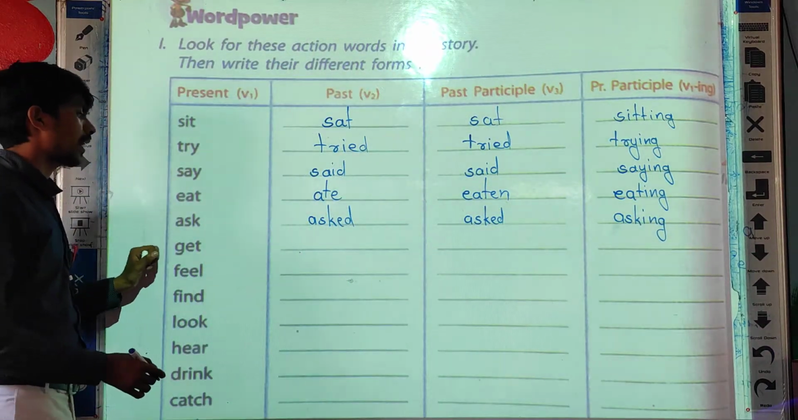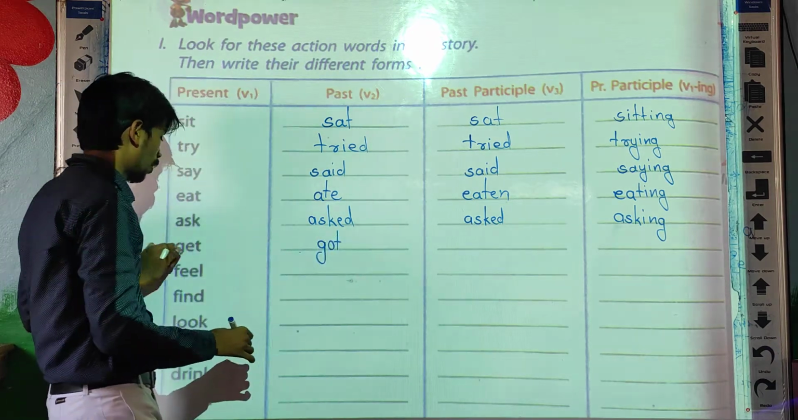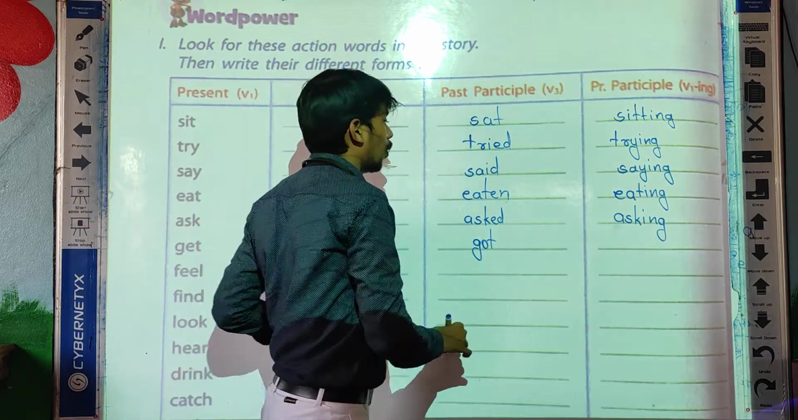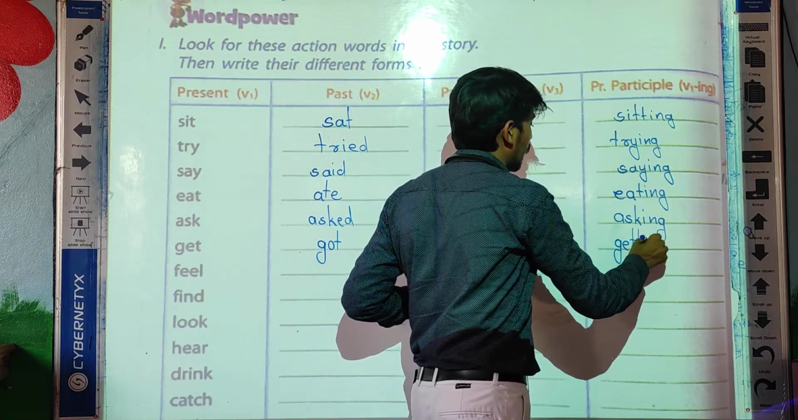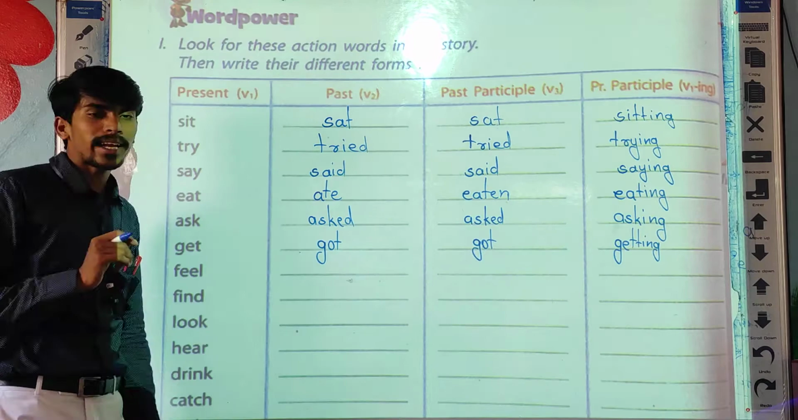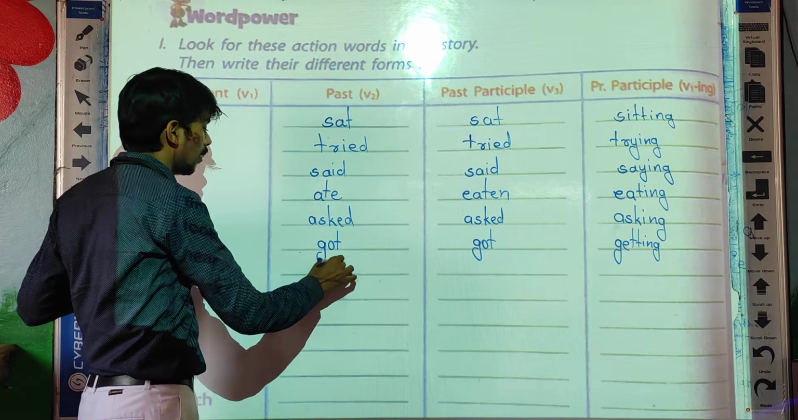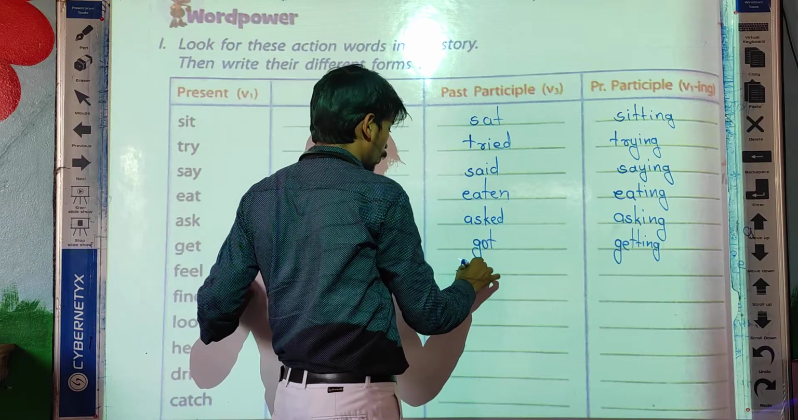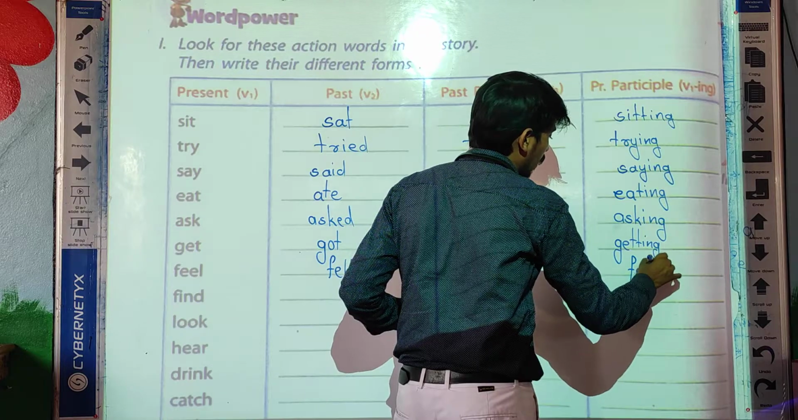Next, get. Past of get, got. Past participle also got. And getting. Present participle is getting. So you have to memorize all these. Every day 10 you have to memorize. Okay? Feel. What is the past of feel? Felt. Past participle also felt. And present participle? Feeling.